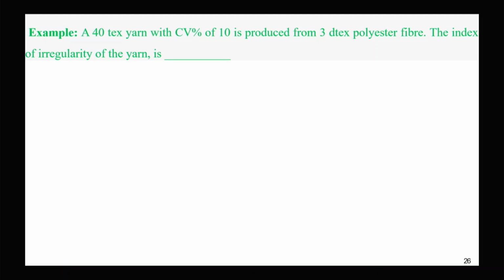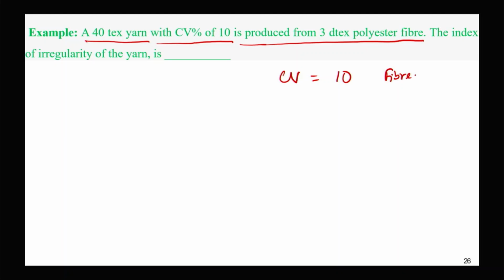Next numerical: a 40 tex yarn with CV% of 10 is produced from 3 decitex fiber. So the yarn is 40 tex, the CV% of the yarn is 10, and the fiber decitex is 3. That means the fiber tex will be 0.3.